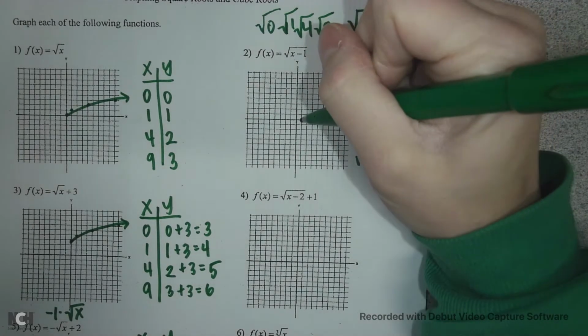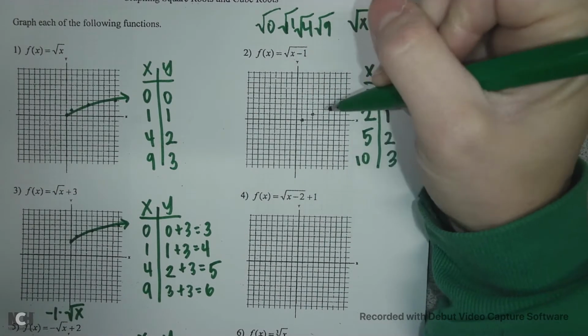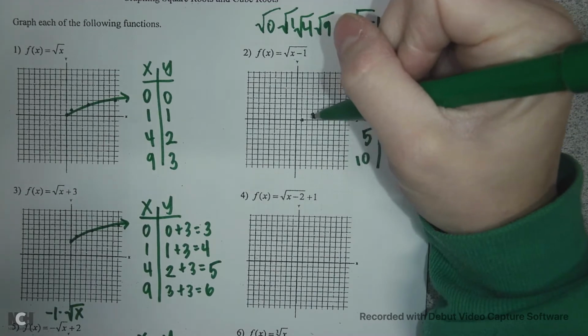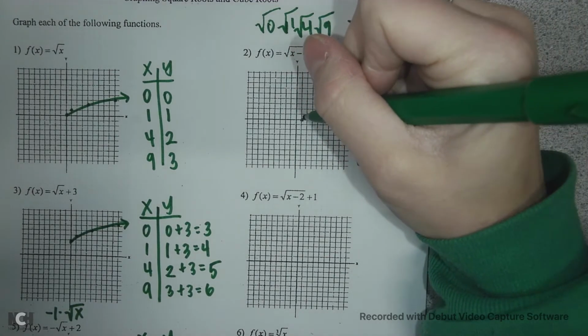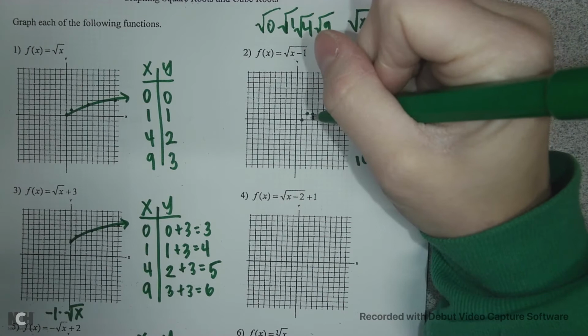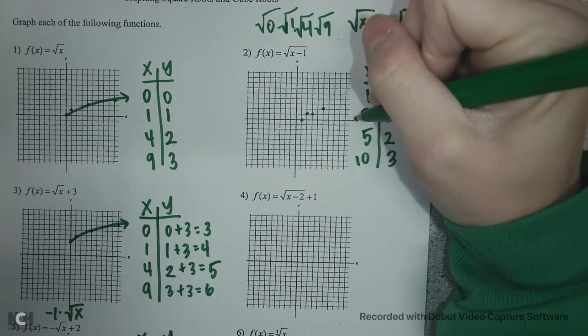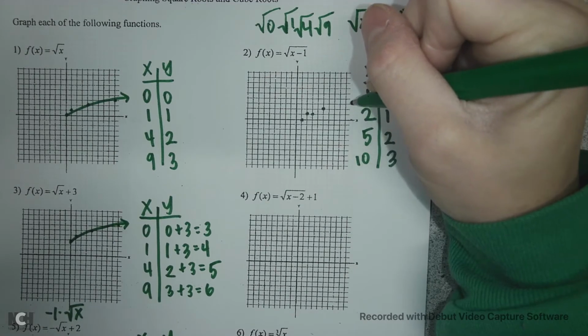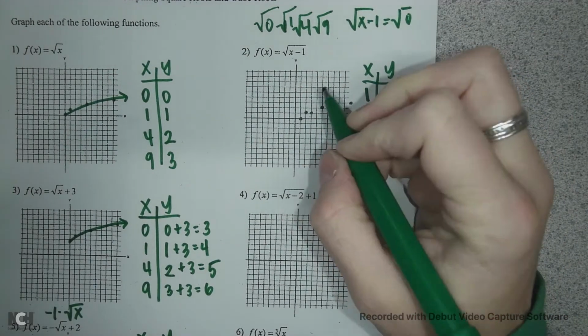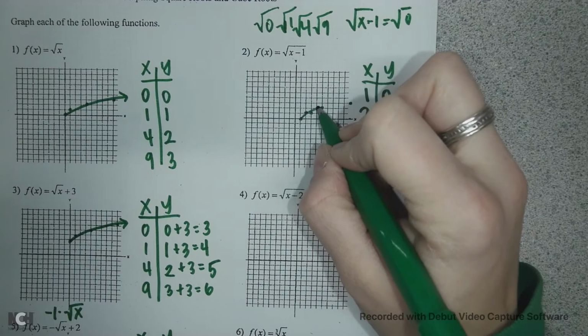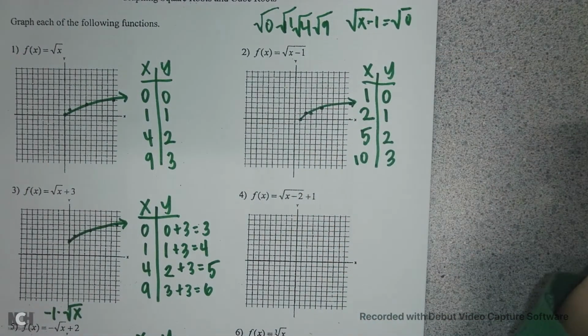Okay, my x values are 1, 2, 5, and 10, and I graph them over here. Okay, so that's what my graph looks like.